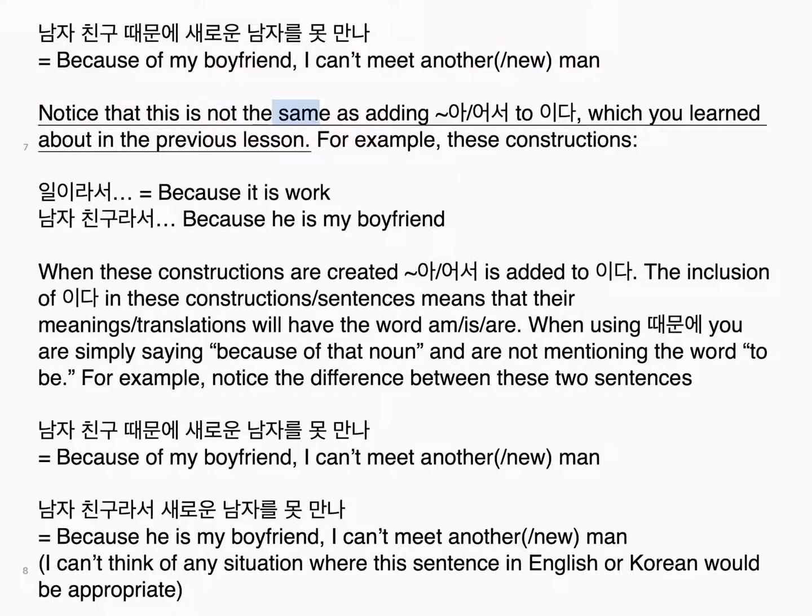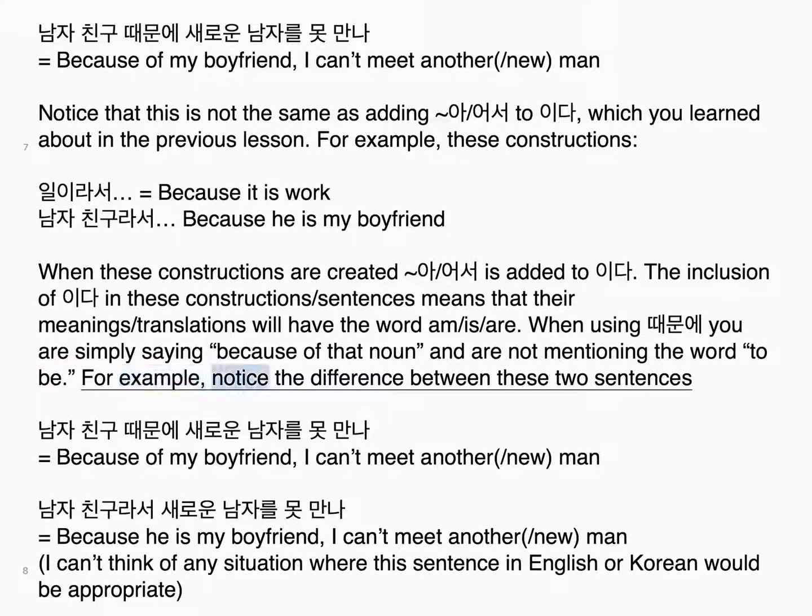Notice that this is not the same as adding 아/어서 to 이다, which you learned about in the previous lesson. For example, these constructions: 일이라서, because it is work. 남자친구라서, because he is my boyfriend. When these constructions are created, 아/어서 is added to 이다. The inclusion of 이다 in these sentences means that their translations will have the word 'is' or 'are'. When using 때문에, you are simply saying because of that noun and are not mentioning the word 'to be'.